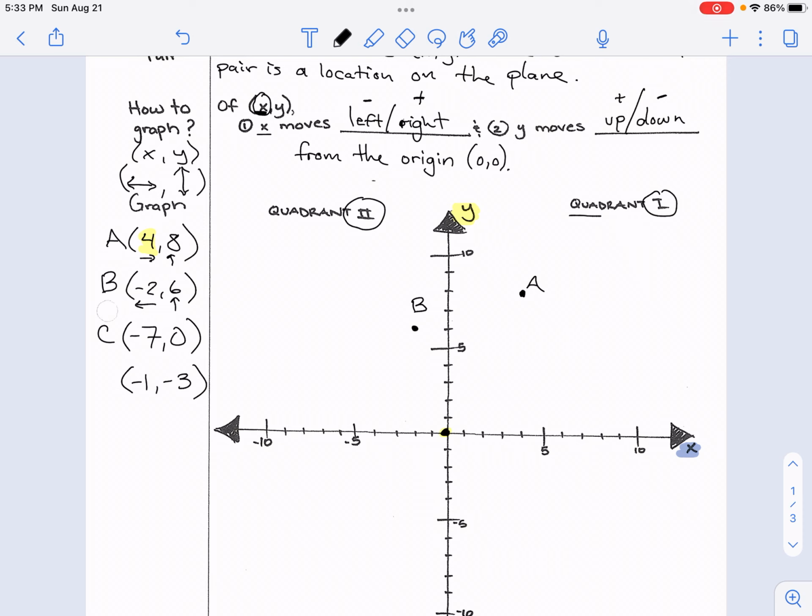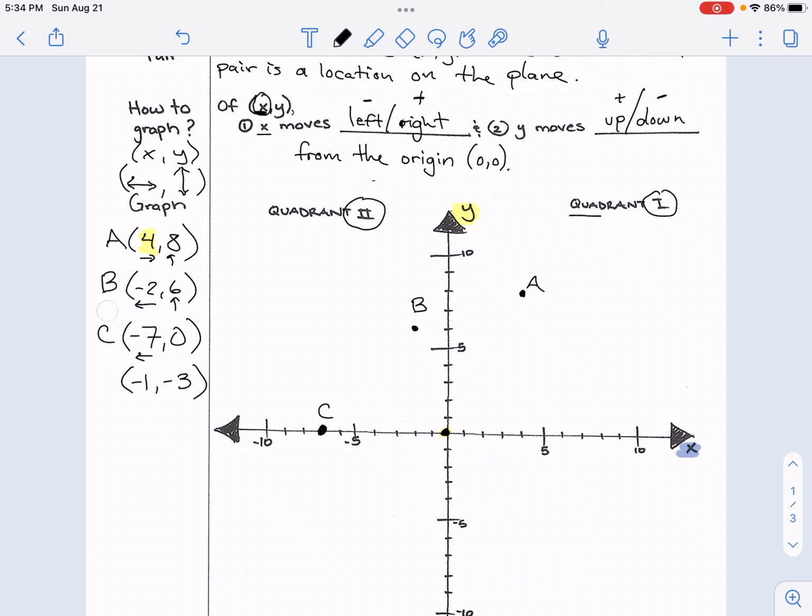All right, next one. -7, 0. So -7, just like the last one, it was negative, so that means it's going to go left. 0. Now, since 0 is neither positive nor negative, this means we're not moving up or down. That means it's just staying there. So from the origin, we're just going to move 7 to the left, and that's it. So 1, 2, 3, 4, 5, 6, 7 to the left, right here. We're going to label this C.